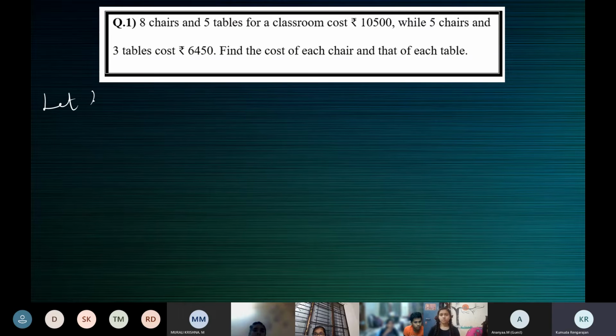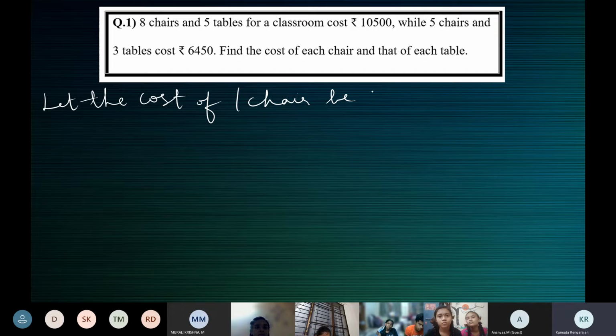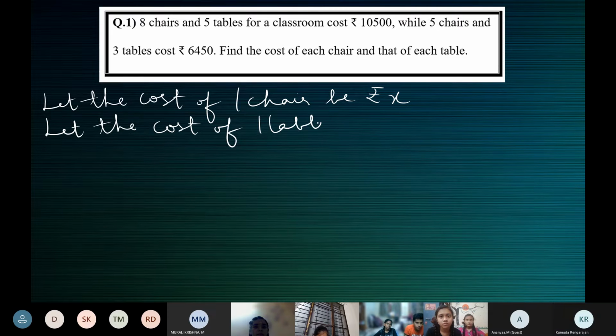So we say, let the cost of one chair be rupees x. Let the cost of one table be rupees y. Now, what are the equations?